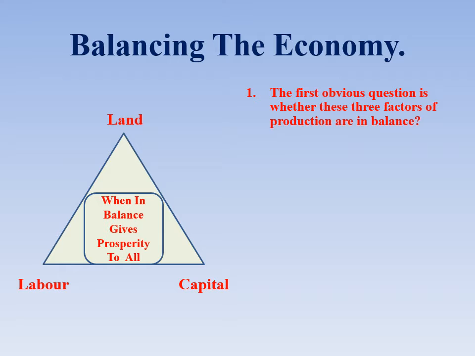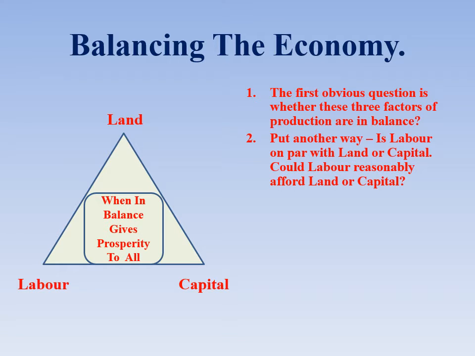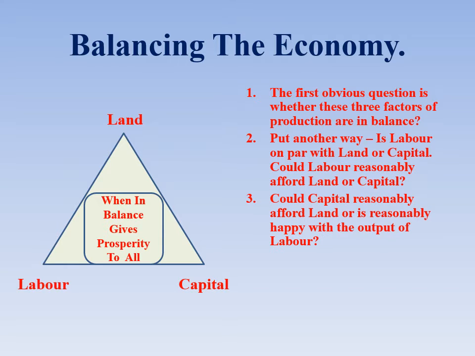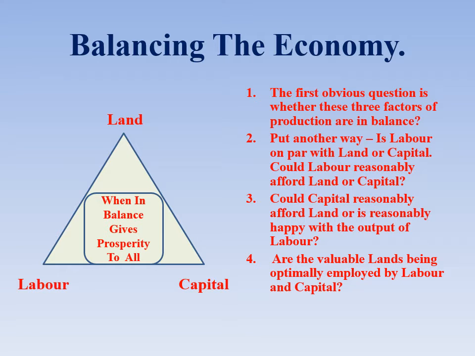The first obvious question is whether these three factors of production, land, labor, and capital, are in balance. Put another way, is labor on par with land or capital? Could labor reasonably afford land or capital? Could capital reasonably afford land or is it reasonably happy with the output of labor? Are the valuable lands being optimally employed by labor and capital?